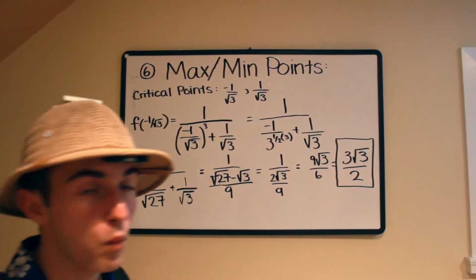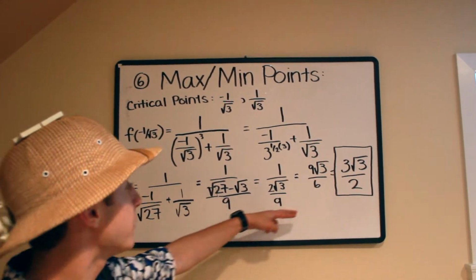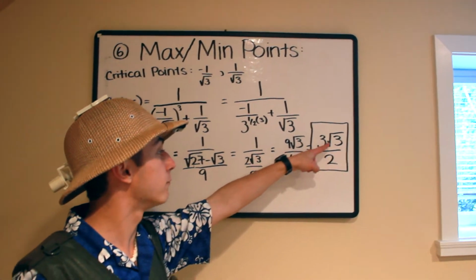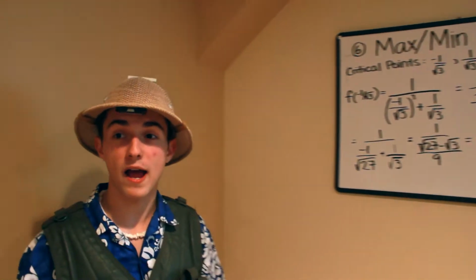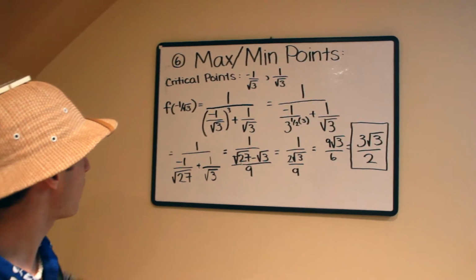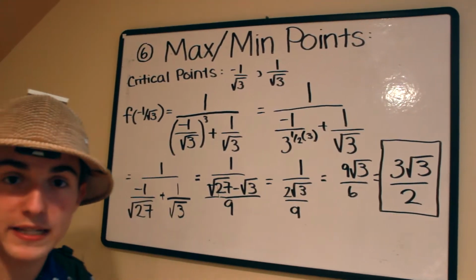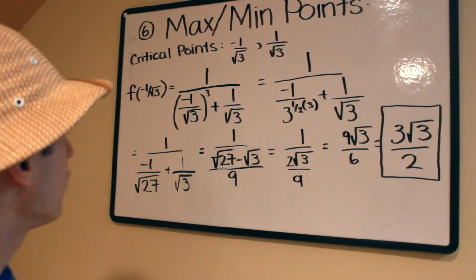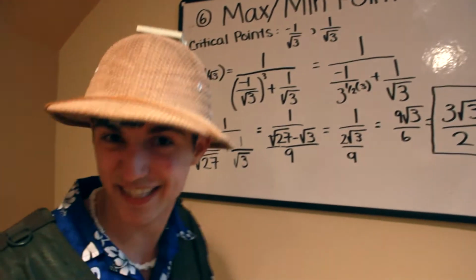So, what we did here, we plugged in our number, and then we did some simple math, and your result should be 3 root 3 over 2. That is going to be our y value. So therefore, we're going to plug in the other point here, and we're going to solve for its y value, and we'll see how they compare to each other, and we'll decide if it's a max or a min point. Let's solve it then.